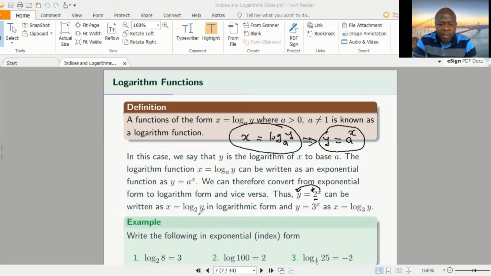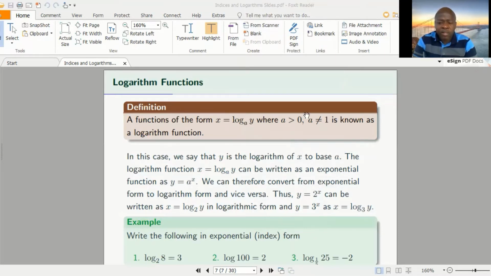And so I'm having that. If I have this index form or exponential form, I can write the logarithmic form by saying x goes to where y is, and I say log, then there is the log of y to base 3. So that's what I want us to look at: how to convert from one form to the other.